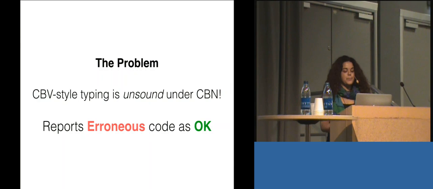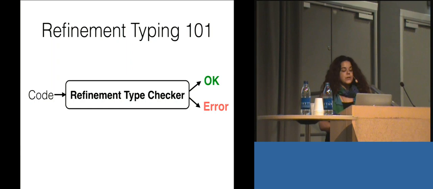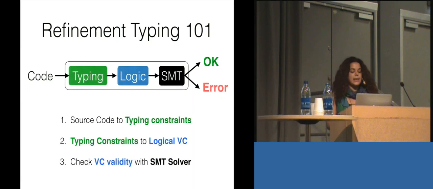So for the rest of the talk, we're going to build a sound and precise refinement type checker for call by need evaluation. A refinement type checker takes as input some code with some specifications and returns OK if the code satisfies the specifications, and otherwise it reports an error. So it consists of three parts: typing, logic, and SMT solving. At the beginning, it creates typing constraints from the source code and then it reduces the typing constraints into logical verification conditions. And at the end, it checks the validity of the verification conditions using SMT solving.